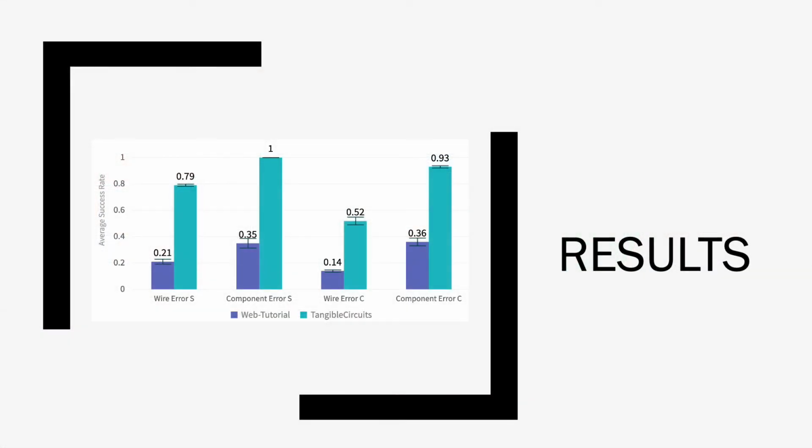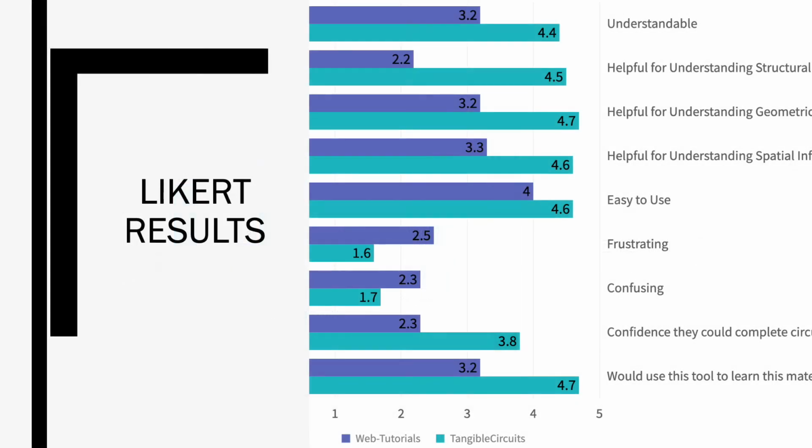We found that overall, participants performed significantly better using Tangible Circuits than web tutorials at identifying the circuit errors. For more details on these results, and in the interest of time, please refer to our paper. We also collected Likert results in order to gain a sense of the subjective experience of our users when interacting with our prototype. We found that overall, on a scale of 1 to 5, participants found Tangible Circuits to be less confusing, less frustrating, and more helpful for understanding information than web tutorials.